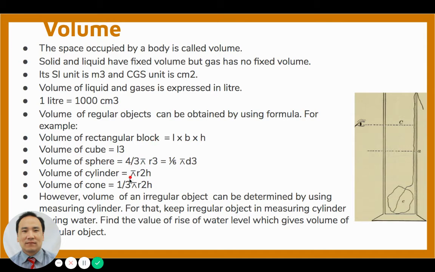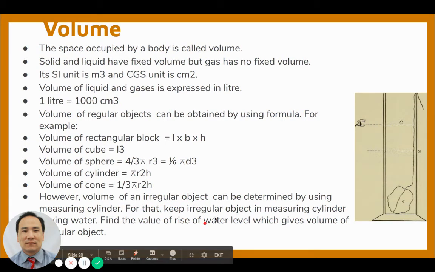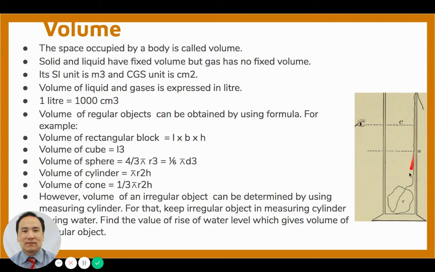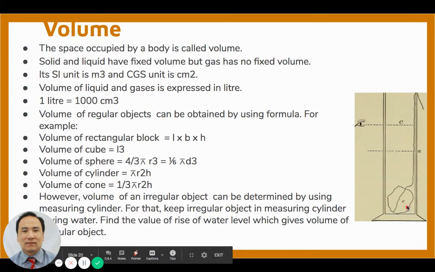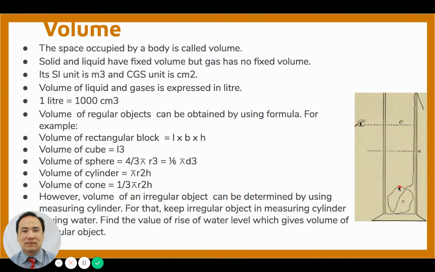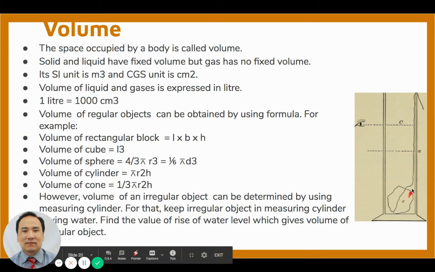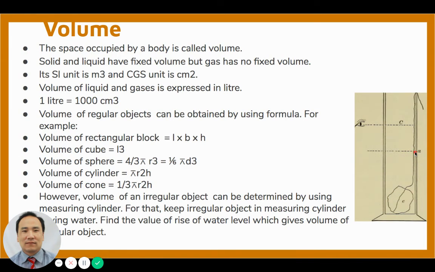But to find the volume of irregular objects, we need to take the help of a measuring cylinder along with liquid inside. Here we have taken a measuring cylinder with the liquid inside up to level A. To find the volume of an irregular stone, we immerse it. After immersing the stone into the liquid, the level of liquid will rise up to C. The difference in this level will give the volume of the irregular stone.